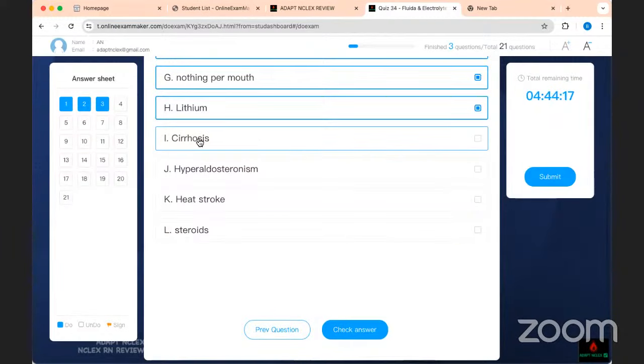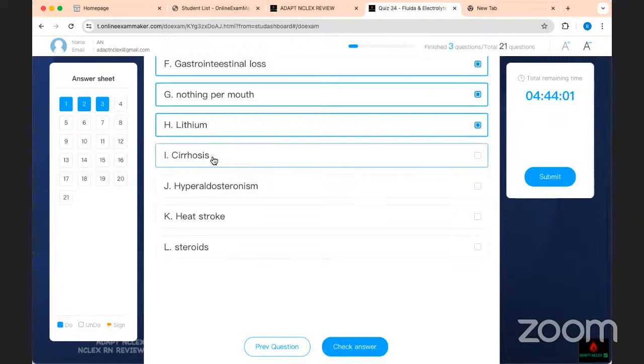How about cirrhosis? It does not affect your sodium directly. Cirrhosis is a form of fluid overload. So they have too much fluid, and therefore that causes hyponatremia.